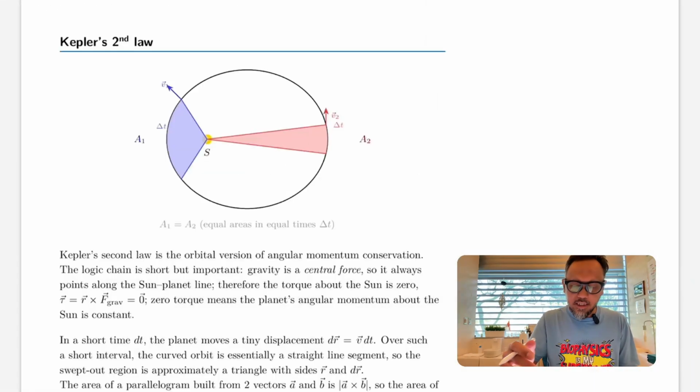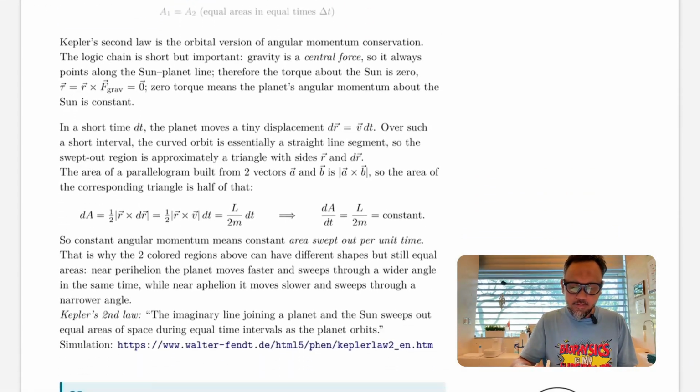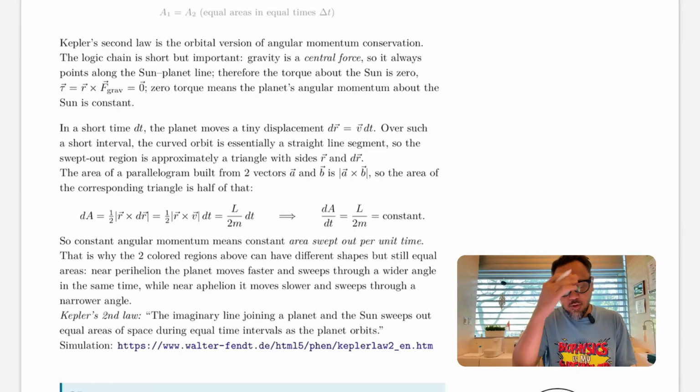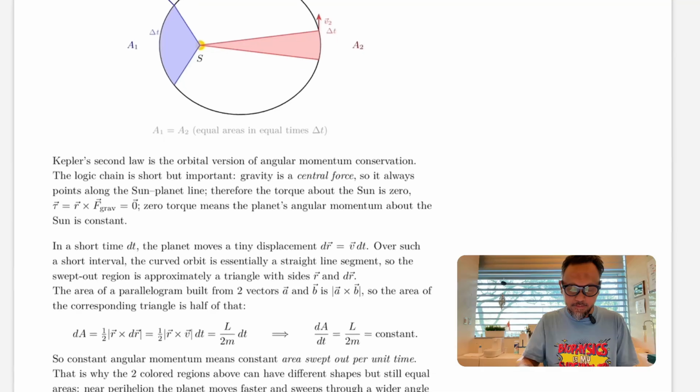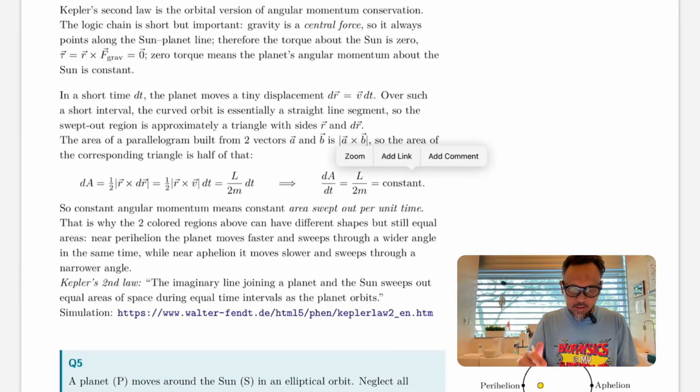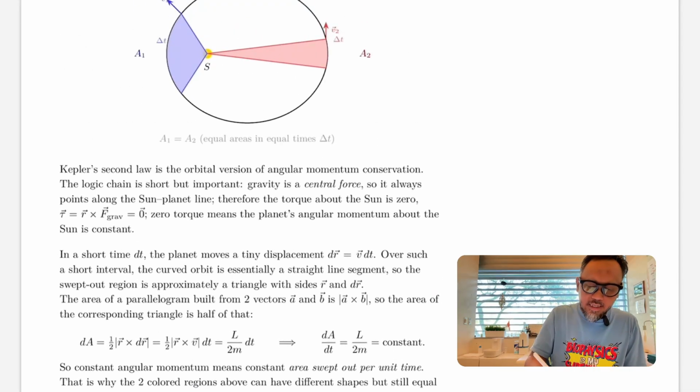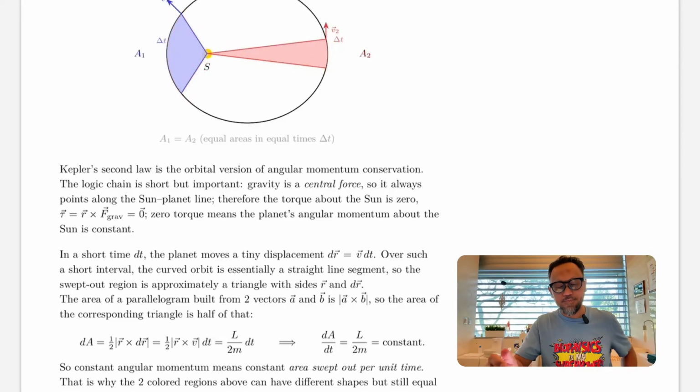But let's return to our in-class worksheet. Let me just read it. The imaginary line joining a planet and the sun sweeps out equal areas of space during equal time. So over a given time, the areas that I'm drawing here are always equal.